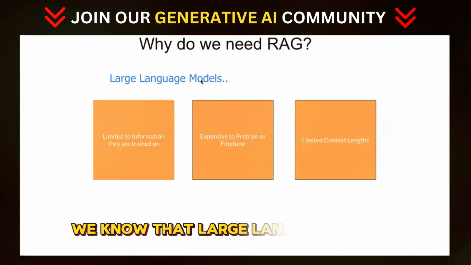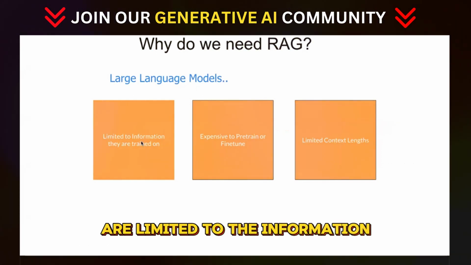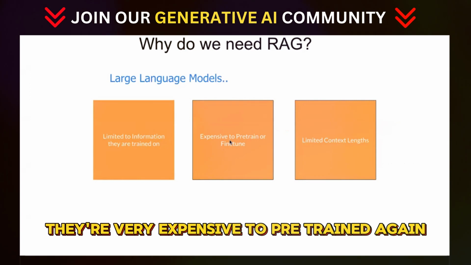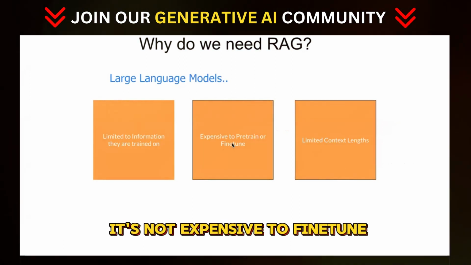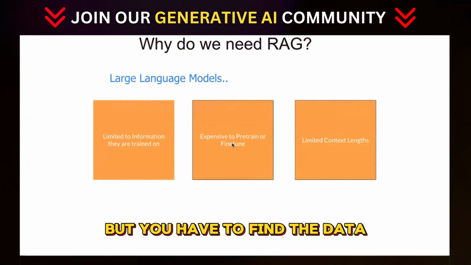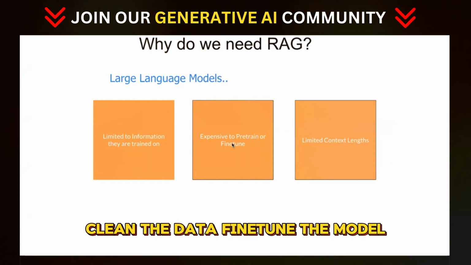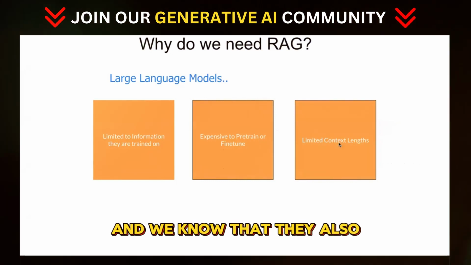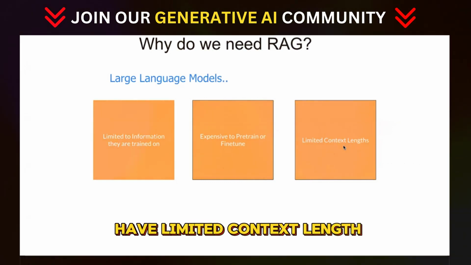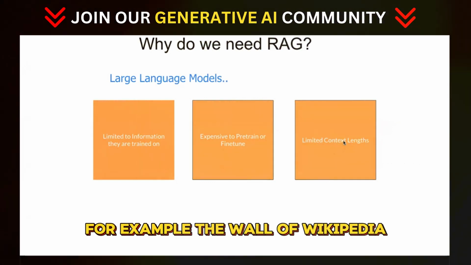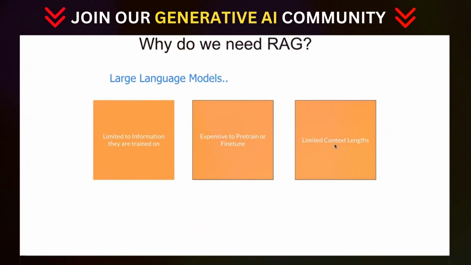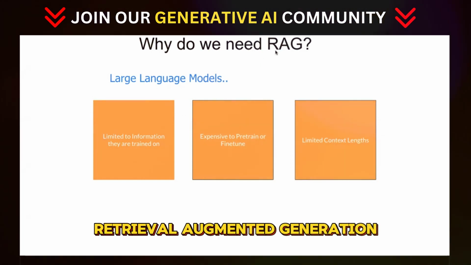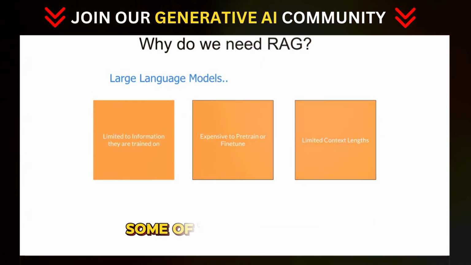We need it because we know that large language models are limited to the information they are trained on. They're very expensive to pre-train again, or even fine-tune. Well, it's not expensive to fine-tune, but you have to find the data, clean the data, fine-tune the model. So it takes effort to fine-tune the model. And we know that they also have limited context lengths, which means you can't put, for example, the whole of Wikipedia into a prompt. And the context length is always limited. So using techniques like Retrieval Augmented Generation, you can get around some of these challenges.